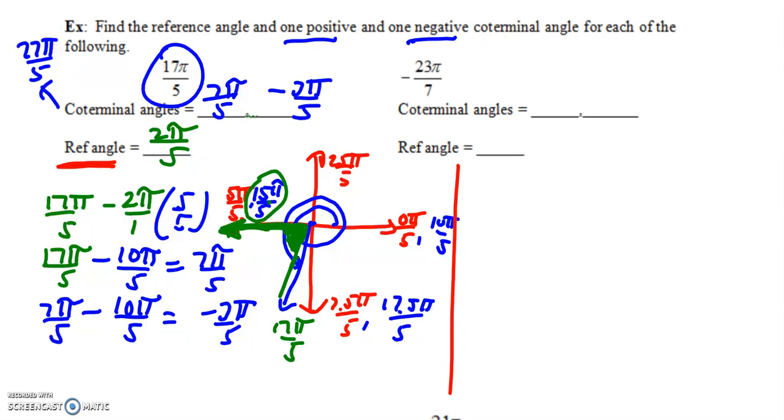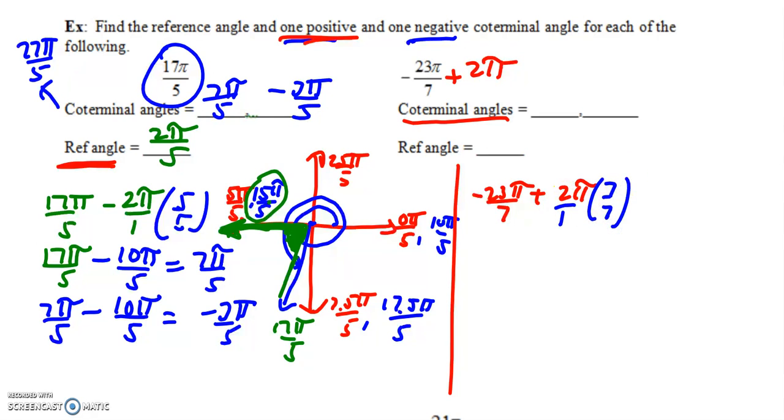The next example, we start with negative 23 pi over 7. If we want to find coterminal angles, I would suggest adding 2 pi because the answer is negative and we know we want one positive answer. So if we start with negative 23 pi over 7 and add 2 pi, the common denominator is 7, so we need to multiply this one by 7 over 7. So we get negative 23 pi over 7 plus 14 pi over 7, and that would get me negative 9 pi over 7. So that could be my negative answer.